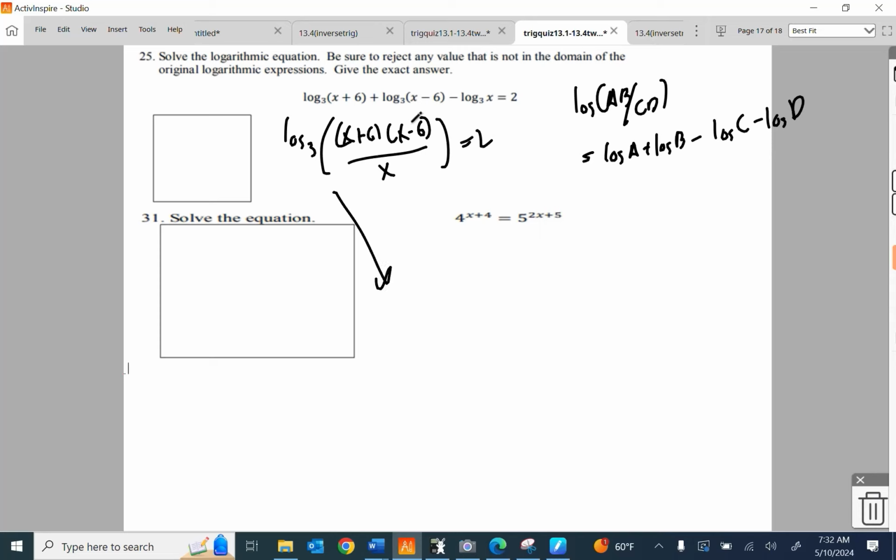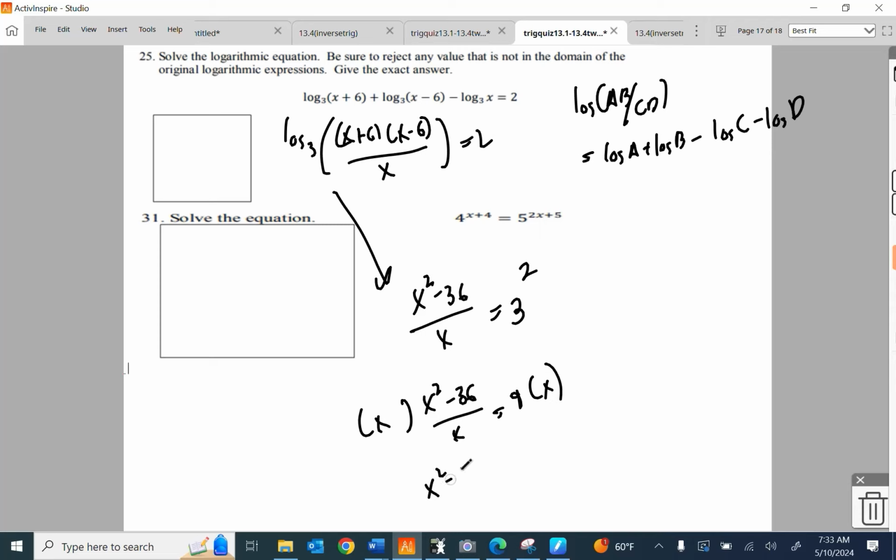X plus 6 times x minus 6 is going to be x squared minus 36. Our base is going to be 3. Its exponent is 2. So x squared minus 36 over x is 9. We're going to multiply both sides by x. X squared minus 36 is equal to 9x. We're going to shift that 9x over. X squared minus 9x minus 36 is 0.